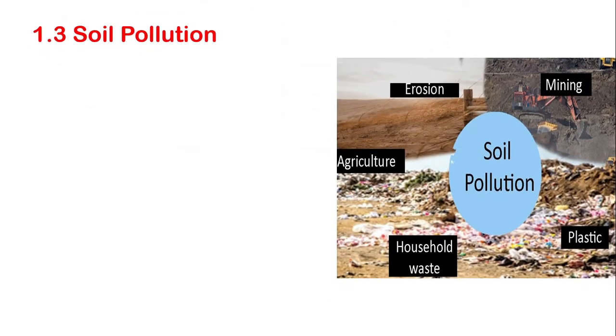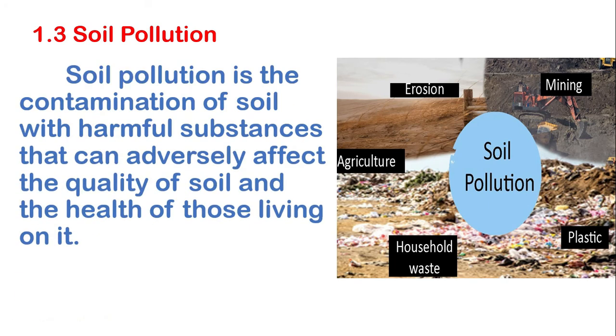Now we move to number 1.3 about soil pollution. Okay, here are many causes. It can come from erosion, mining, plastic, household waste, or agriculture. But let's look at the meaning of soil pollution. What is soil pollution? Soil pollution is the contaminating of soil with harmful substances that can adversely affect the quality of soil and the health of those living on it. Okay, so you can see the land or the soil is damaged because of the waste, because of the activity of humans, etc.